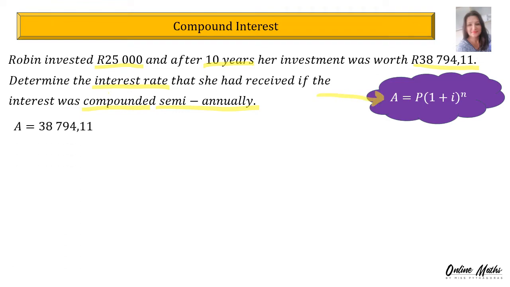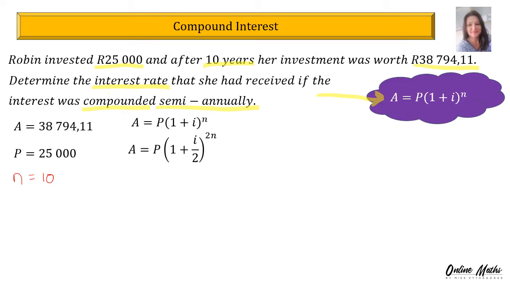The summary. A is the final amount, the 38,000. P is the principal amount, the 25,000. Into the formula. Now, let me just add here for you that indeed n was 10 years. Into the formula, A is equal to P bracket 1 plus i to the n. But we have to adjust our formula. Since this is semi-annually, that means half yearly, we will say i divide by 2 and n times 2.